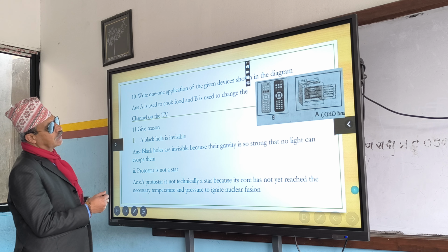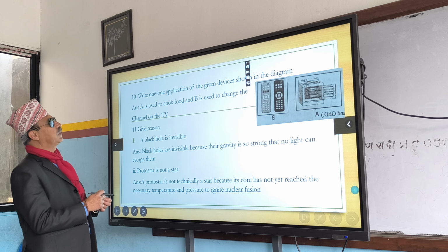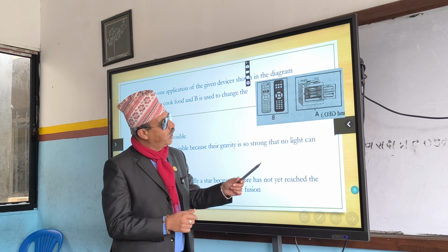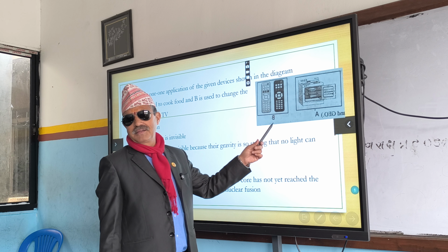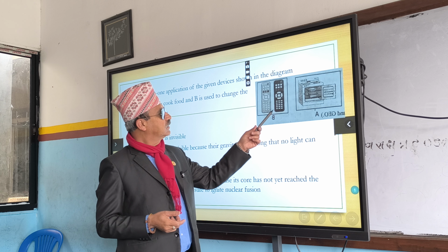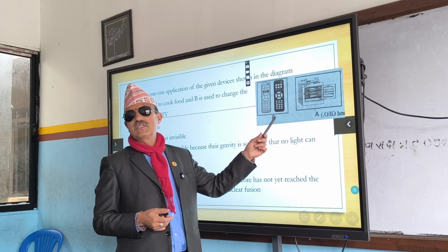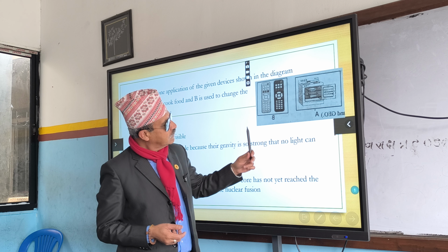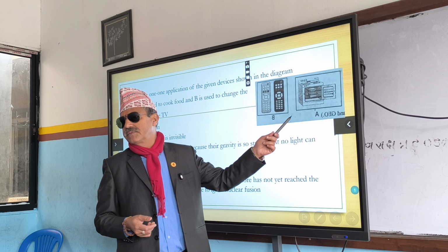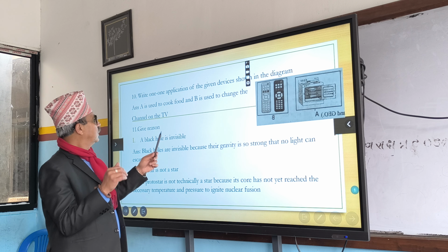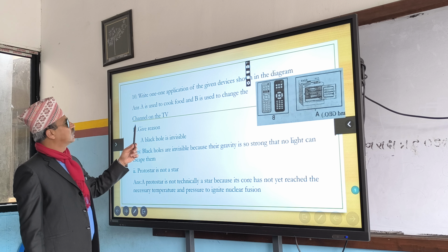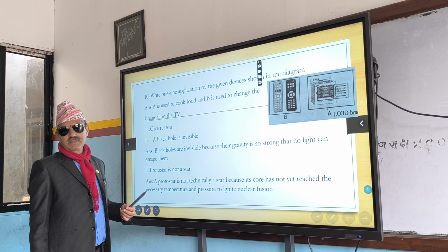Number 10. Okay, here is the diagram. Write one application of the given devices shown in the diagram. What is B? B is cellular phones, right? And this is remote control, right? And that is microwave oven, right? A is used to cook food, and B is used to change the channel on TV, right?